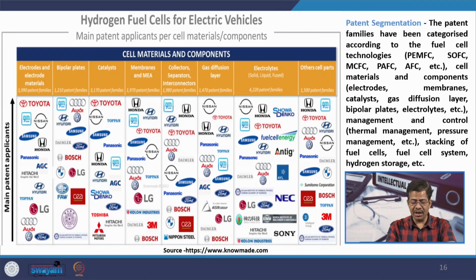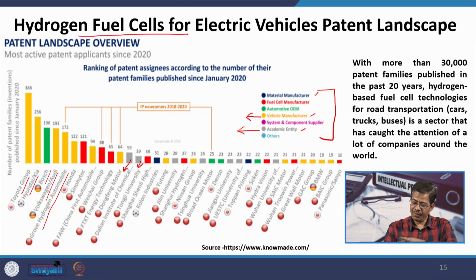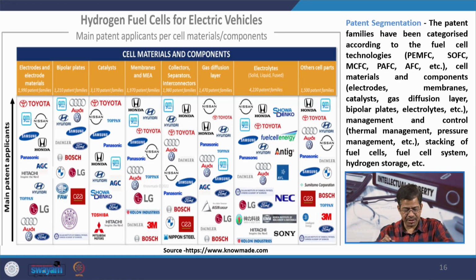You can see out of that now there are different types of entities: material manufacturer, fuel cell manufacturers, etc. So, if I take only the first two, material manufacturers and fuel cell manufacturers, you see that this is the landscape of all those organizations which are part of this activity. And then also in this you see there are electrode and electrode material.